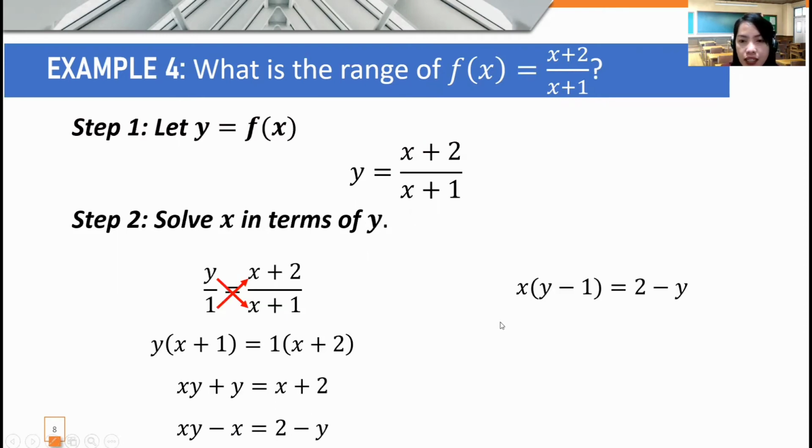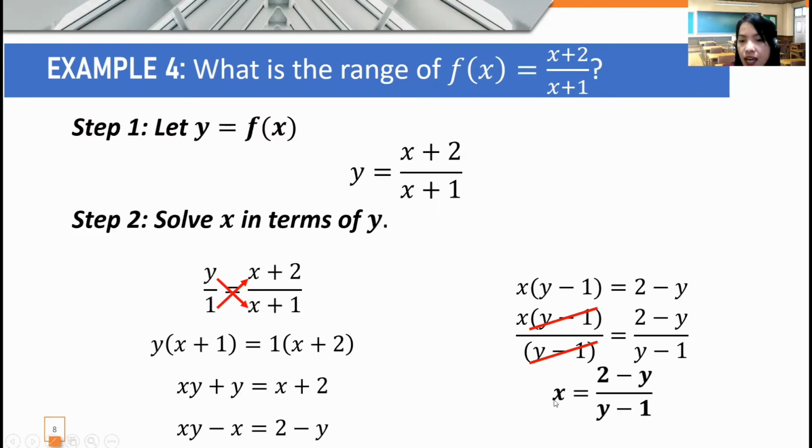The next is to factor out x. Alisin mo yung x dun sa tabi ng y and then negative 1. So that is x multiplied to the quantity y minus 1 equals 2 minus y. Then from here, you can now divide both sides by the quantity y minus 1 to get the value of x. Then cancel y minus 1 over y minus 1. That is equal to 1. Natira na lang is x. That is equal to 2 minus y all over y minus 1.